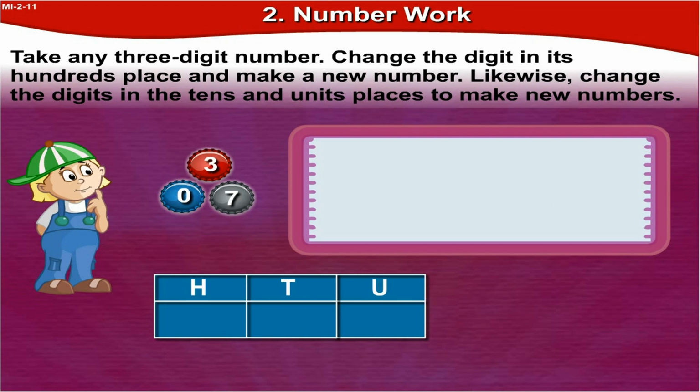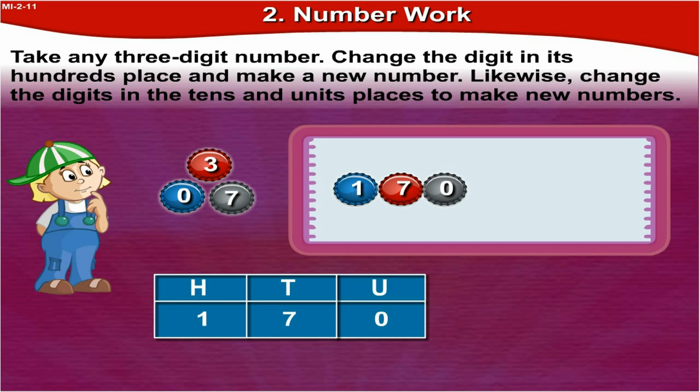Now the last picture with the digits 3, 7, 0. That means the 3-digit number would be 370. Now here, the digit at hundreds place is 3. Let us change it by 1. So the new number would have digits 170, that is 170.